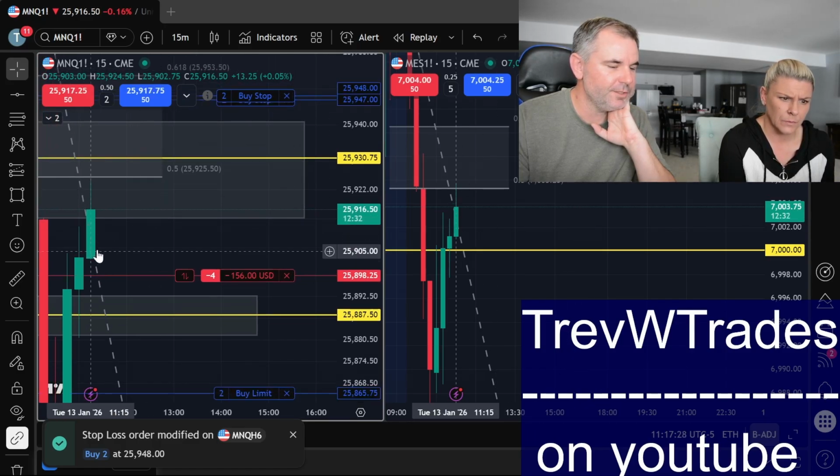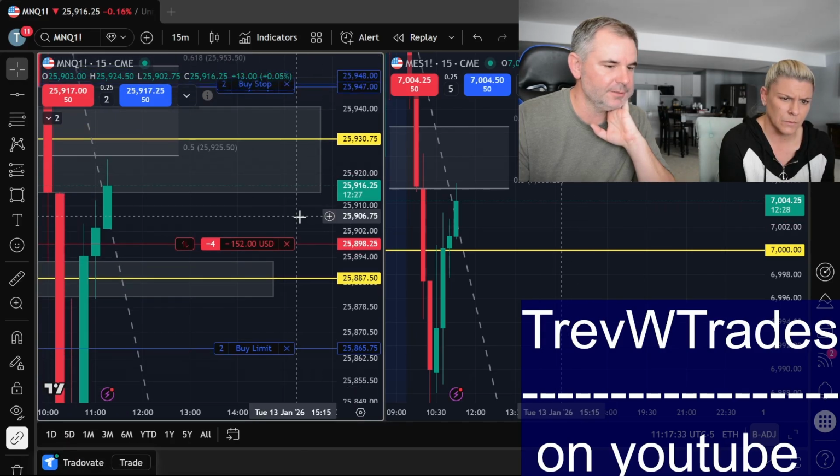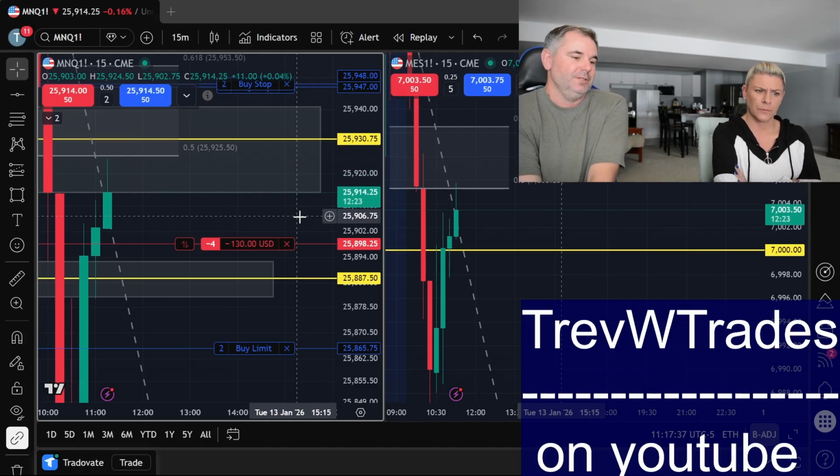Once this candle flips red, I feel like a lot of selling pressure should kick in. Should. Yeah. If it does. Or it just runs up and stops.